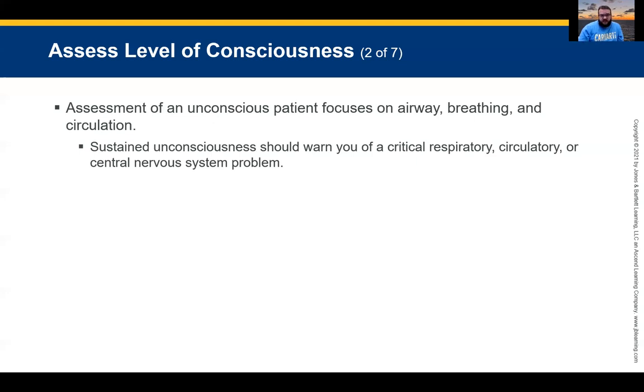That's it. It's what we need to know. Sustained unconsciousness should warn you that the critical respiratory, circulatory, and central nervous system problems might exist. So we need to fix those. Again, you have to have the respiratory and the heart for things to happen. You start going down that further road and you're not realizing things, they're just going to keep diving off down and not being able to pick anything up. So we need to be cautious and look to see where we're at.